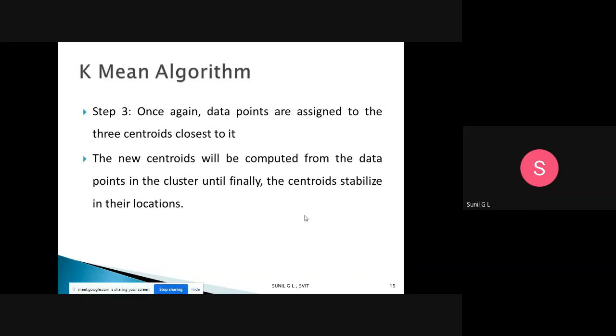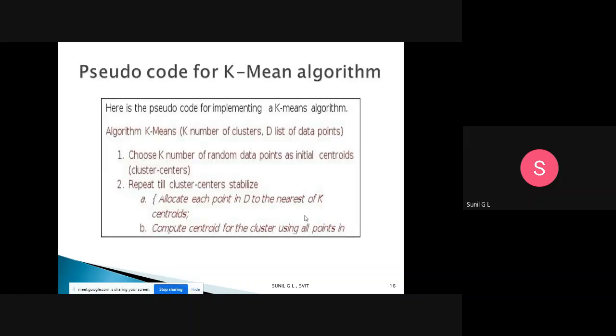We will discuss problems on the k-means clustering algorithm. These are the steps we have discussed. This is the pseudo code we have for k-means clustering. In the exams, they may ask what you mean by k-means clustering, or ask you to write pseudo code for it. If they ask, you write this pseudo code. That's all.